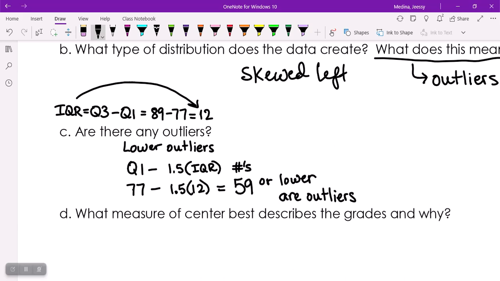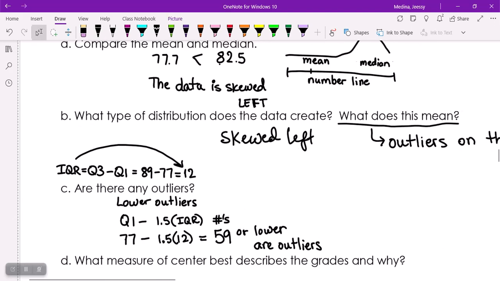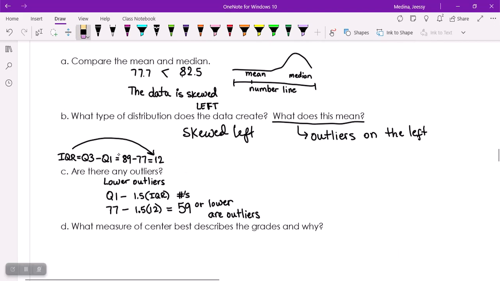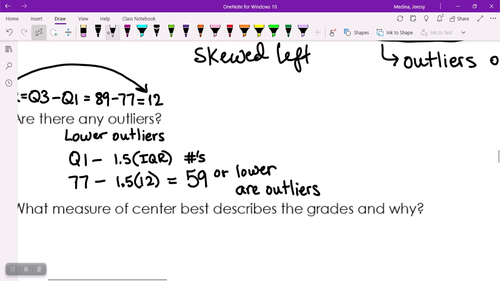All right, so just from this, which of the numbers are 59 or lower? 41 and 48, right? 38? Not the 66. The 66 is not an outlier because it's bigger than 59. So far, so good? That's the lower outliers. Let's calculate the upper outliers. Please take careful notes. The upper outliers are going to come from Q3, from the upper side.